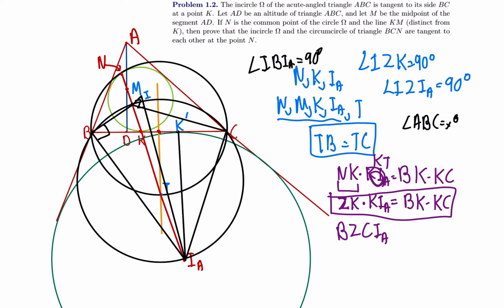And similarly, this angle is a right angle all the way to I. So therefore, B, Z, C, and I_A all lie on the circle with diameter I I_A. Therefore, it's well known that there's a homothety at N, since T is the midpoint of arc BC, and so the conclusion follows.